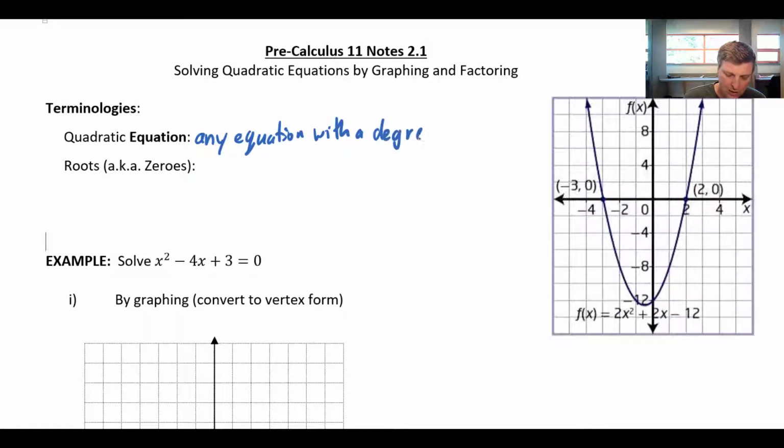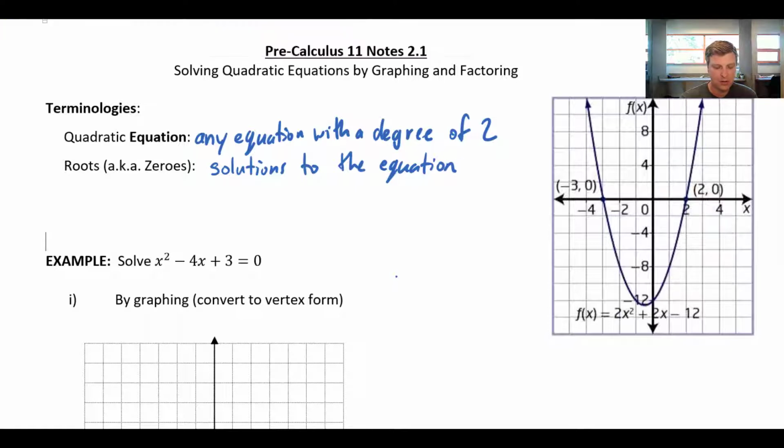And remember that a degree refers to the highest order exponent that you have in the function, in the equation. And so the roots of an equation, which are also known as the zeros, are the solutions to the equation.